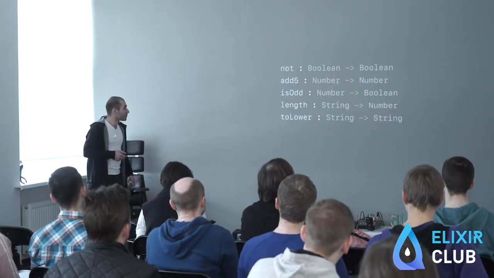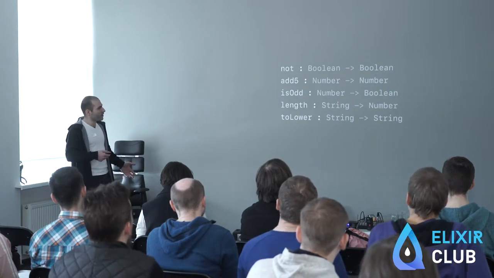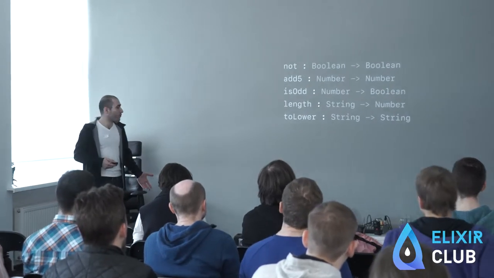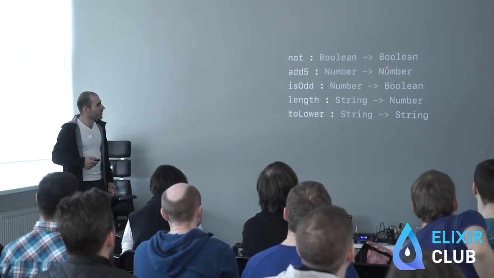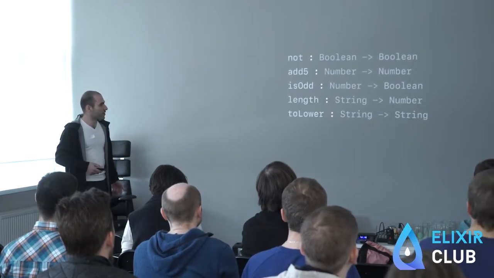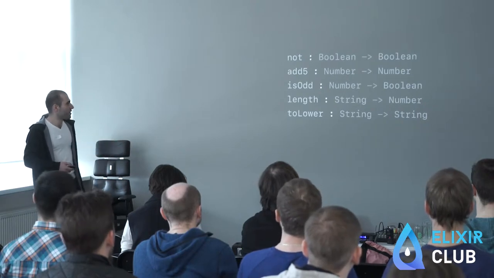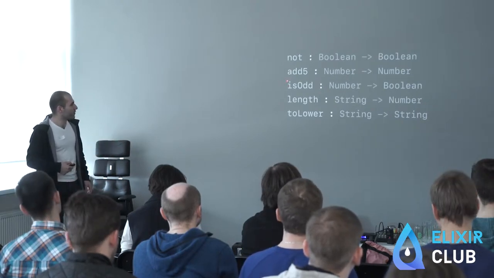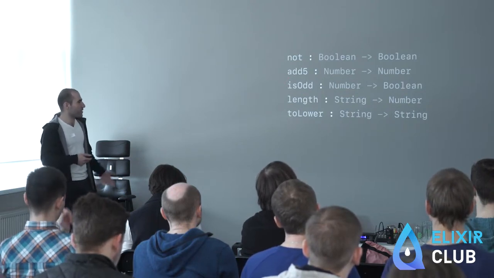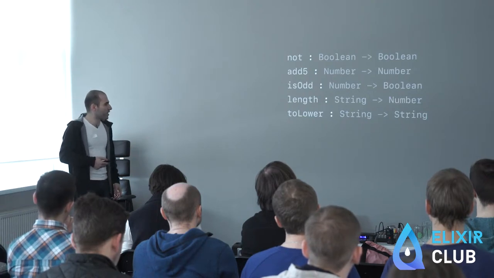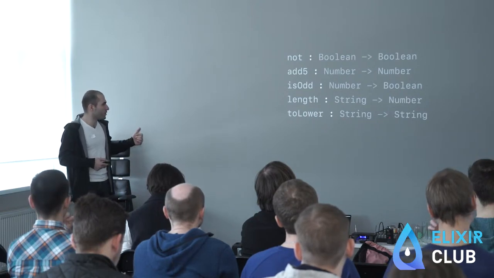So what we will do, we will define a bunch of functions. You probably all kind of know these functions, use them, or wrote on your own. So our first one is very simple function that takes boolean and returns boolean. If you give true, it will return false. False will return true. This kind of stuff. Second, we will add 5 to any number you give, and will return also a number. Isodd is the same kind of function that will say if the number you give to it is actually odd or even.